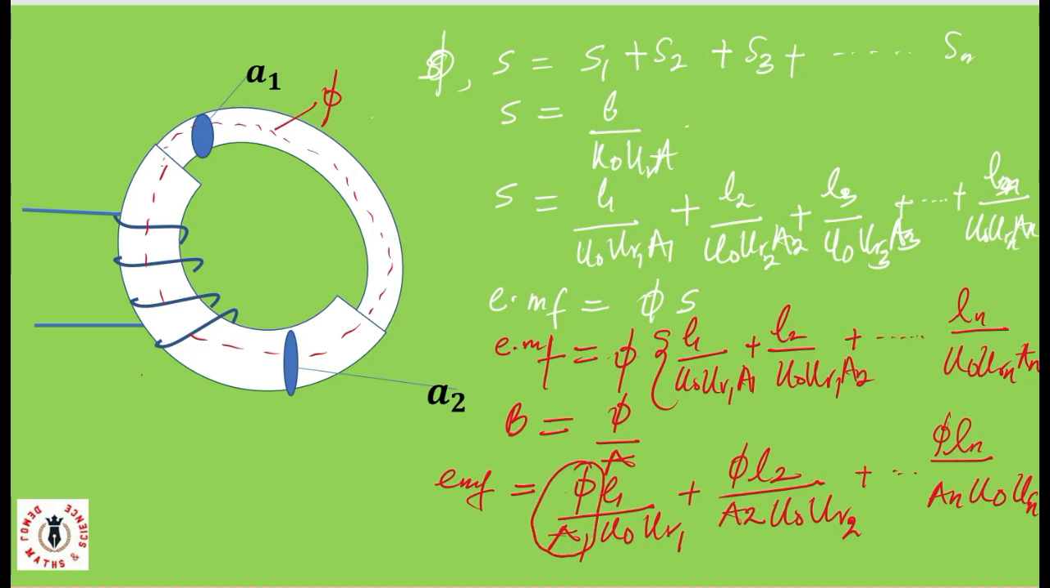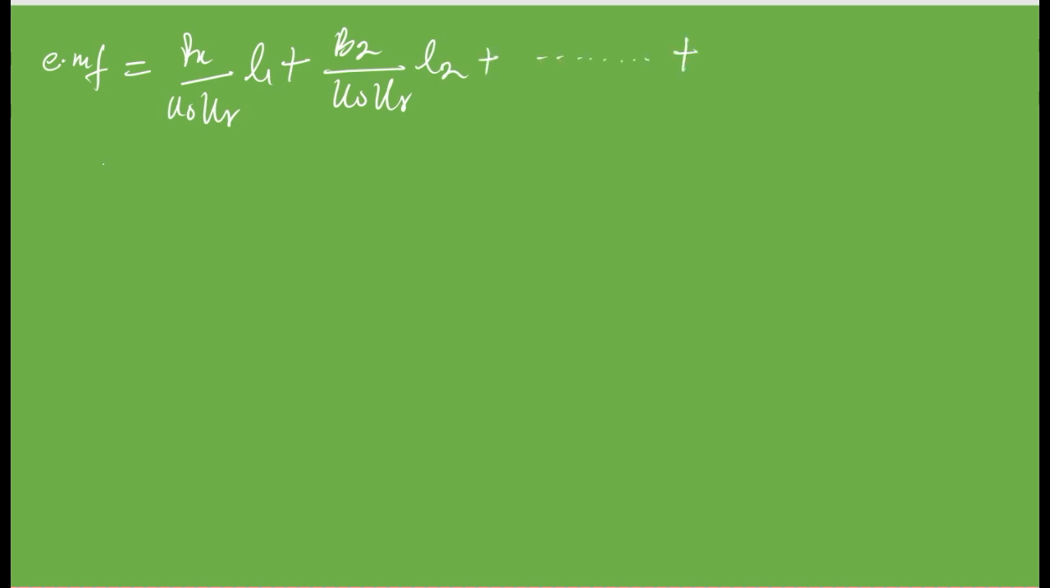In the next step, I'm going to replace my phi over A1 with B, that is the magnetic flux density. m.m.f equals B1 over mu naught mu r times L1 plus B2 over mu naught mu r times L2 plus, it continues this way, plus Bn over mu naught mu rn times Ln. Sorry, I should have my 2 here and my 1.